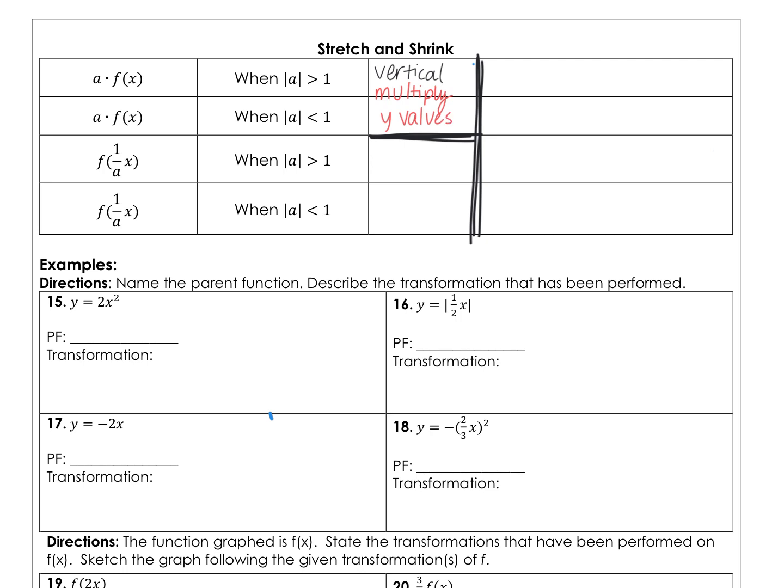When the a is inside, it's horizontal. Anything inside the expression when you have transformations, just like you saw yesterday, is horizontal. Moves it left, right.